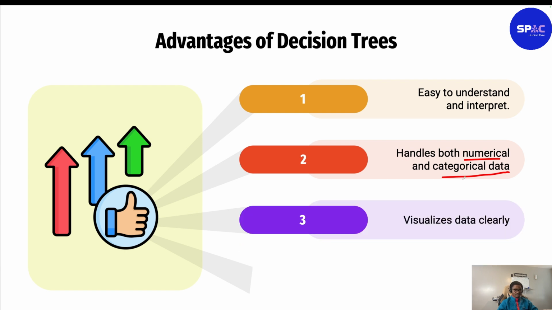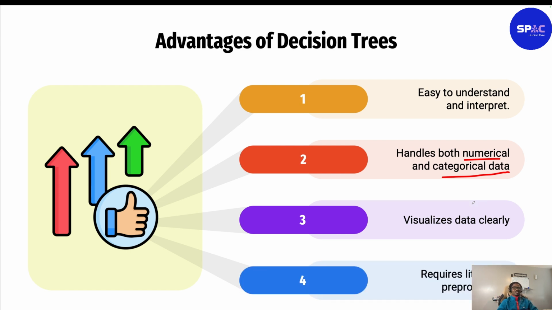Okay, so it is easy to visualize data clearly again with the tree. So then you're going to see we are going to develop our own decision tree, and we're going to visualize it, and it's going to be really, really cool. Okay, so then the next thing, it requires little data processing.